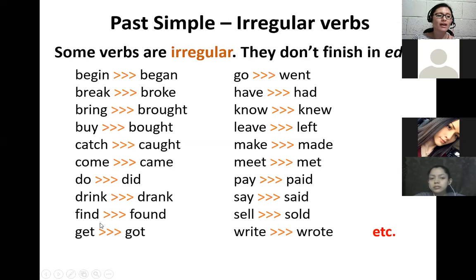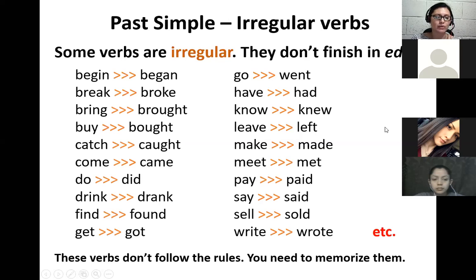As you can see, none of these end in ED, right? The reason why is because there are no specific rules, como en los regulares, que sí tengo esas cinco reglitas que yo puedo utilizar para convertirlos en pasado. Irregular verbs, they don't have rules, okay? Por eso les compartí la lista, para que ustedes puedan memorizárselos, right? It says there, these verbs don't follow the rules. You need to memorize them, okay? But you already have a list, que ya les compartí, okay?